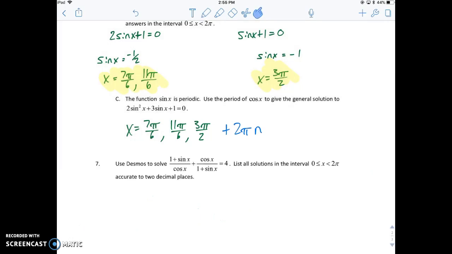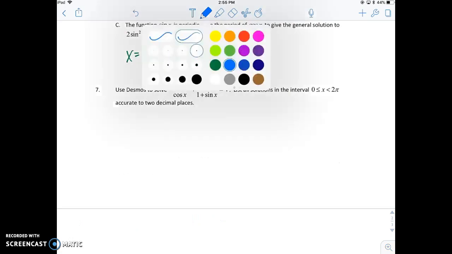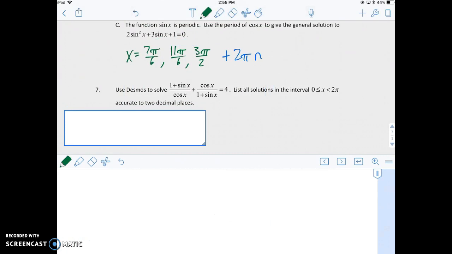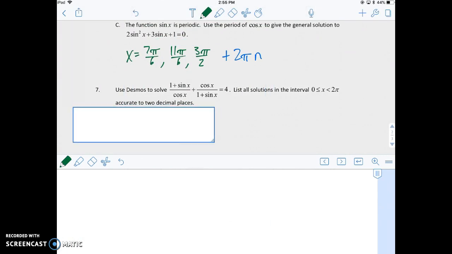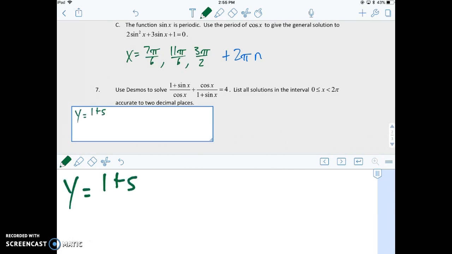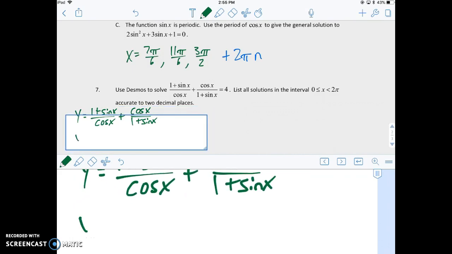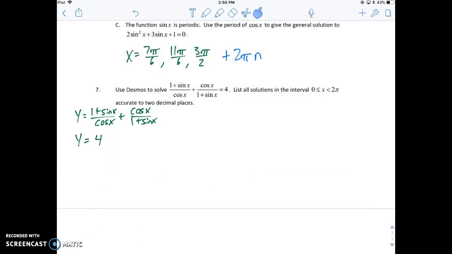Right? And then moving on to the last one, this one asks you to plug the equations into Desmos and give solutions between 0 and 2 pi. And so how you do that is you take each half of the equation, so y equals (1 plus sine of x) over cosine of x, plus cosine of x over (1 plus sine of x). It's one equation in Desmos. The other equation is going to be y equals 4, the right half, right? Put those into Desmos and see where they intersect between 0 and 2 pi.